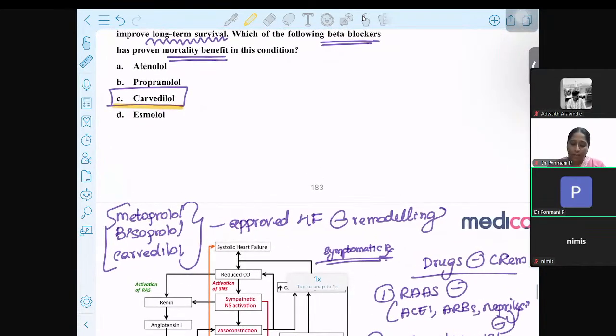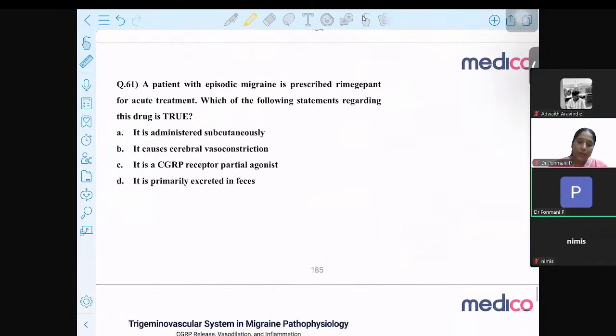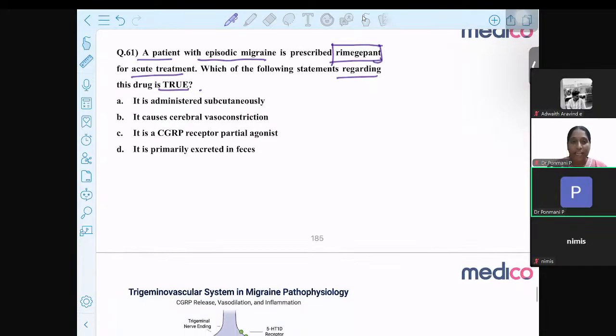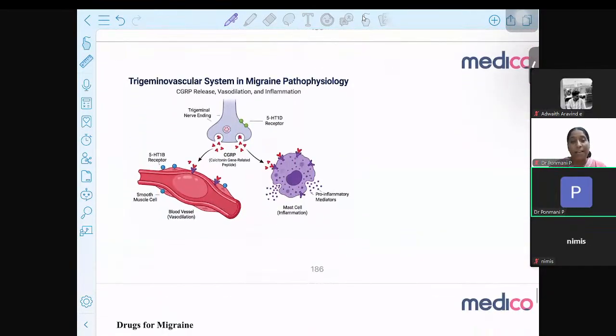Now moving into the next question. 61st question. A patient with episodic migraine is prescribed rimigepant for acute treatment. Which of the following statements is true? See, migraine is also a hot topic, okay, because there are many new drugs which are introduced in migraine. So we will take a little time to see what migraine is so that we will be able to answer many of the upcoming questions.